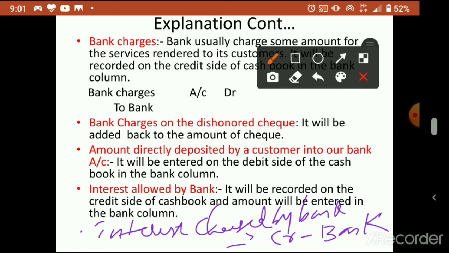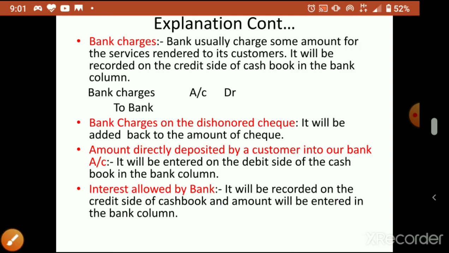At first you may get a little confused, but remember two things: side and column. If the balance is increasing, debit side. If cash is involved, cash column; if bank is involved, bank column. If your balance is decreasing, then credit side; cash involved, cash column; bank involved, bank column. This is the only thing you have to remember. So understand the transaction, what is happening there, then you write.